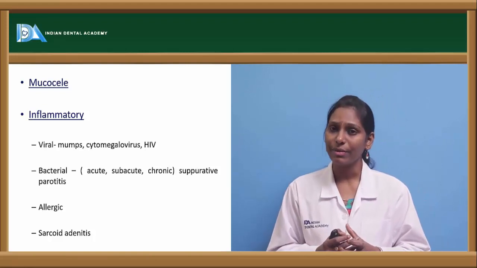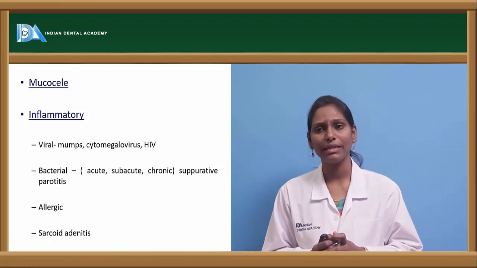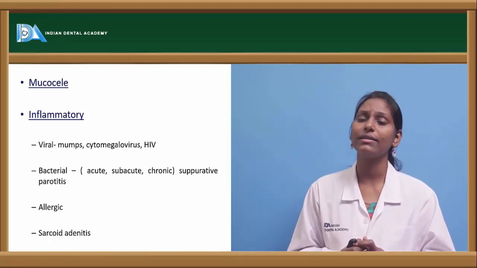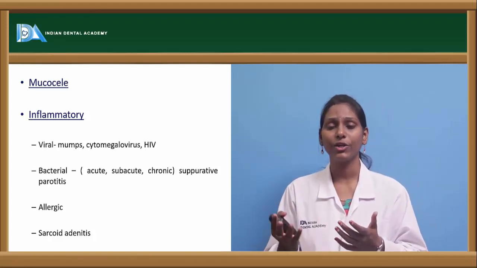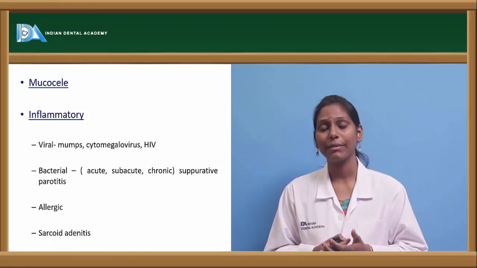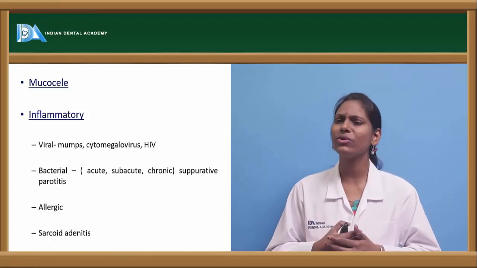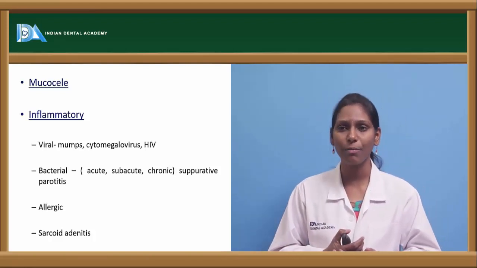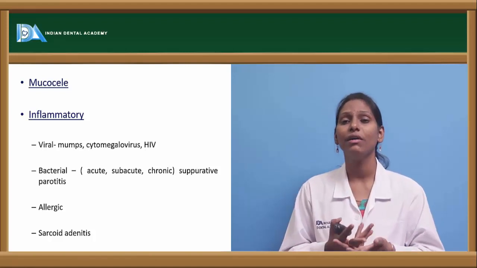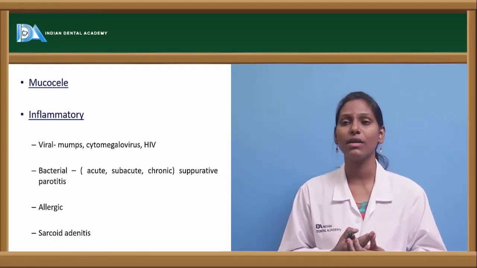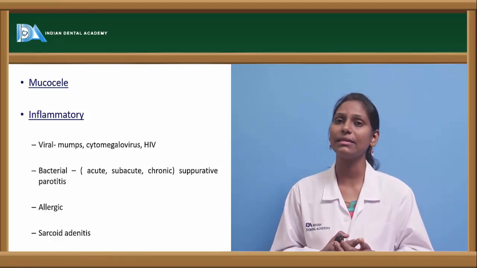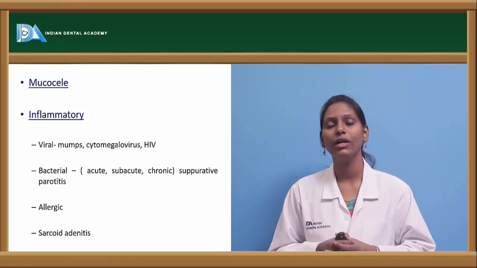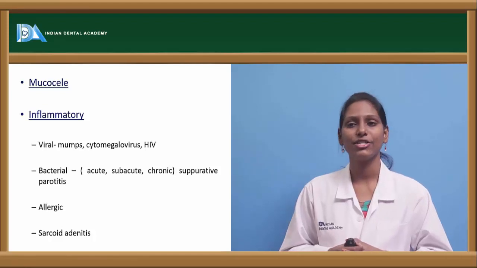And we have other inflammatory conditions. If it is a bacterial condition, we can see bacterial sialadenitis, acute suppurative sialadenitis, and acute suppurative parotitis. If it is of viral origin, most commonly because of paramyxovirus, we have mumps; with cytomegalovirus, we have CMV infection; we also have HIV, and also allergic conditions. In case of allergy also, we see swelling or inflammatory conditions of the salivary glands.